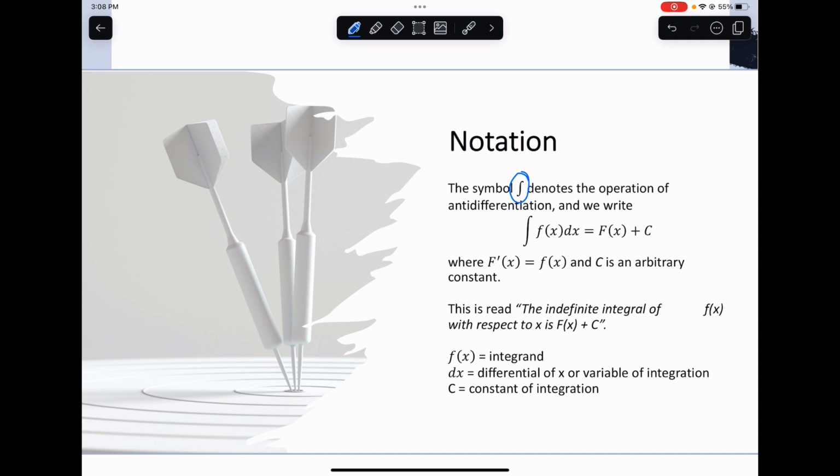So f of x is what we refer to as the integrand, dx corresponds to the differential of x, or the variable of integration, and c would be the arbitrary constant or the constant of integration. So the notation that we are using for integration is provided here. As long as we can see that symbol, we are asked to perform anti-differentiation or integration.